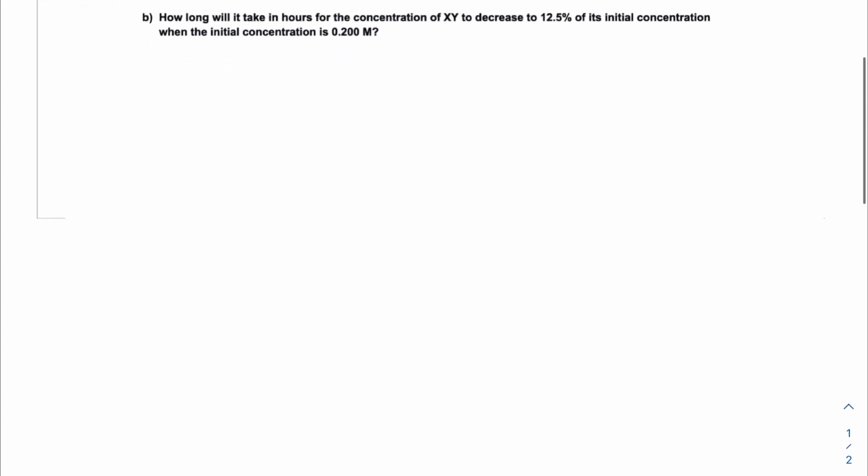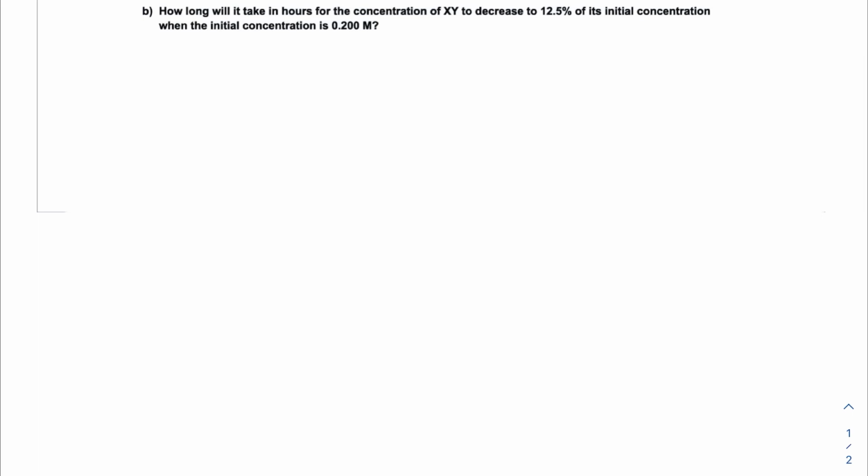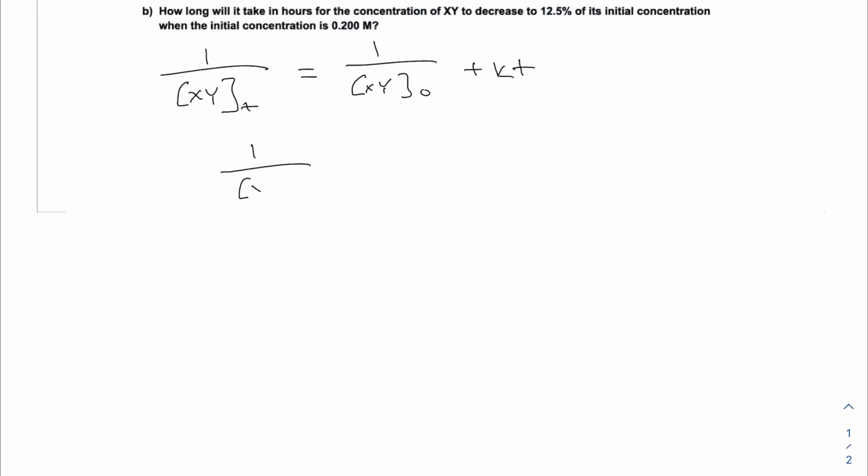The second part of the problem is asking how long will it take in hours for the concentration of XY to decrease to 12.5% of its initial concentration when the initial concentration is 0.200 moles. So here, to determine the time it takes for the concentration of XY to decrease to 12.5% of its initial concentration, we can use a second order rate equation.